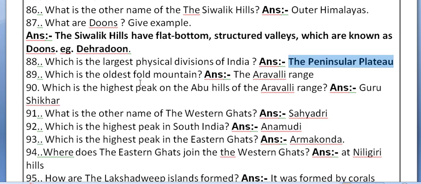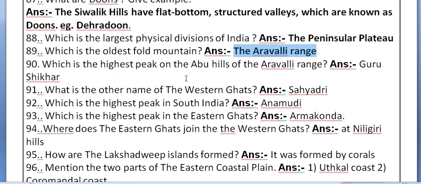Which is the oldest fold mountain? The answer is Aravali range. Which is the highest peak on the Mount Abu hills of Aravali range? The answer is Guru Shikhar, Mount Guru Shikhar.